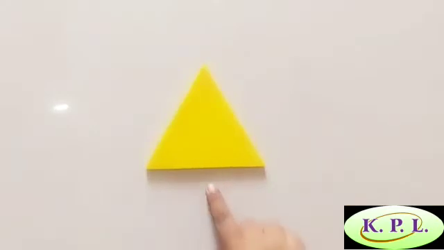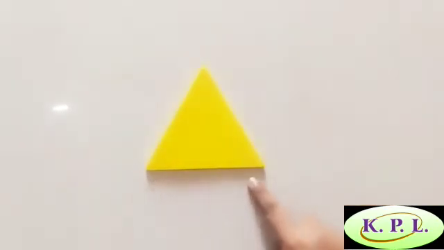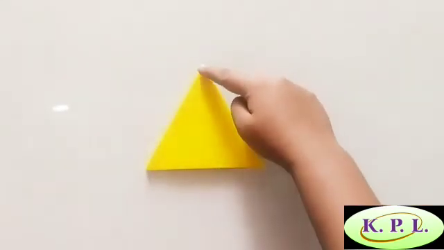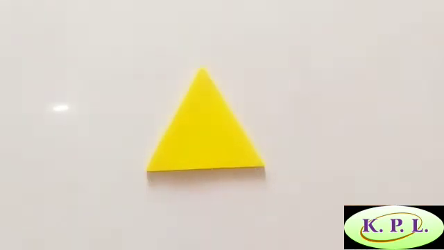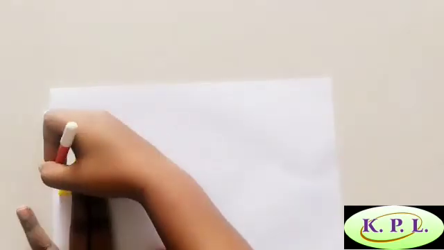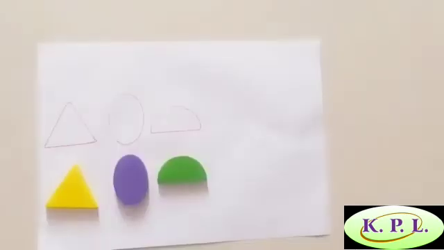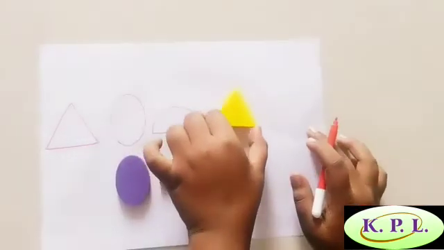This is a triangle. A triangle has 3 sides and 3 corners. Do you know, kids? We are able to trace beautiful patterns with the help of these shapes. Come on, let's do it. Triangle, oval, semicircle. What comes next? Right, triangle.